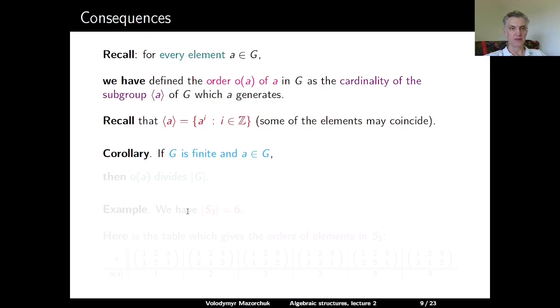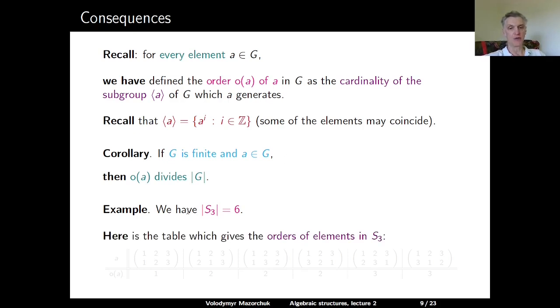From the previous slide, we immediately get that if G is finite and A is an element in G, then the order of A divides the cardinality of G. So the order of any element of any finite group divides the cardinality of the group. For example, we had this group, the symmetric group on 3 elements, which had 6 elements, the permutations of 1, 2, and 3. And here is a table of order of all elements in S3.